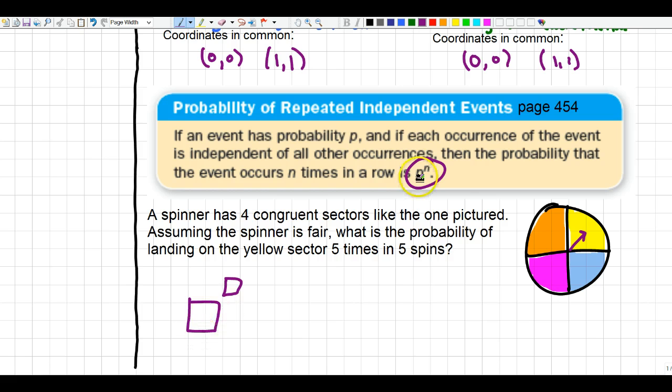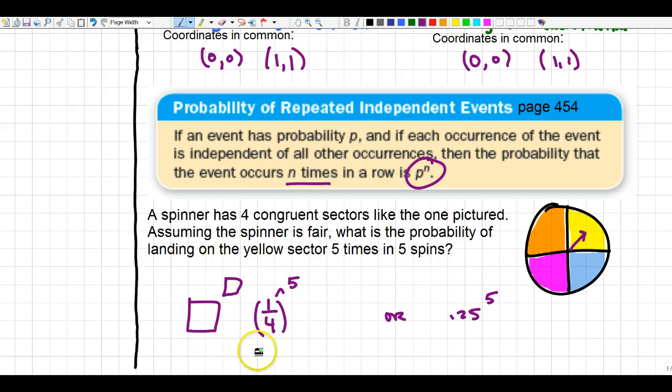The base is going to be the probability of landing on yellow. Yellow is 1 out of the 4 sectors, so we'd say 1/4 for the probability, or you could say 0.25. And then the n is the number of times the event occurs. They tell us to spin it 5 times, so that's going to be our power. I put the little caret symbol there to mean that I'm raising it to the 5th. Keep in mind that both the top and the bottom of the 1/4 are being raised to the 5th, so you might want to include parentheses there.